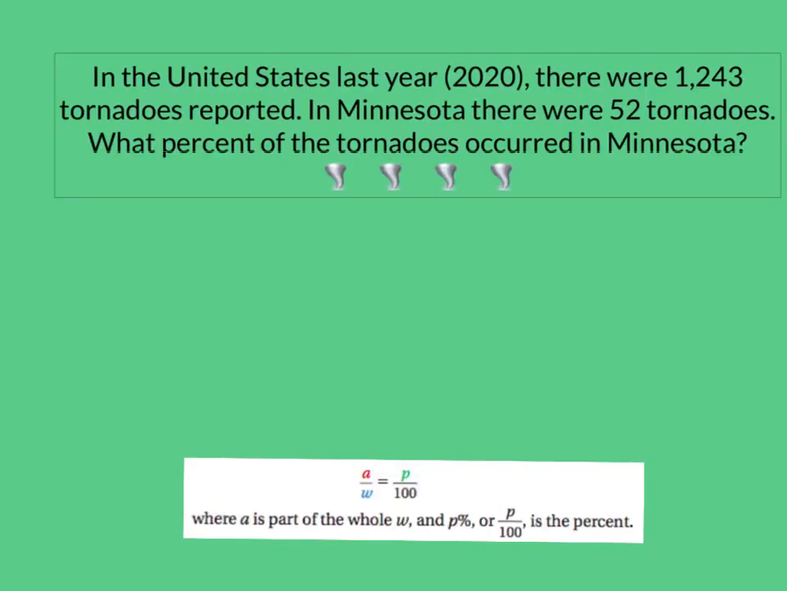In the United States last year, 2020, there were 1,243 tornadoes reported. In Minnesota, there were 52 tornadoes. What percent of the tornadoes occurred in Minnesota? So we're going to work through this problem. We're going to get an approximate percent. And so we're going to fill in again, start with our proportion. Part to whole equals percent to 100.